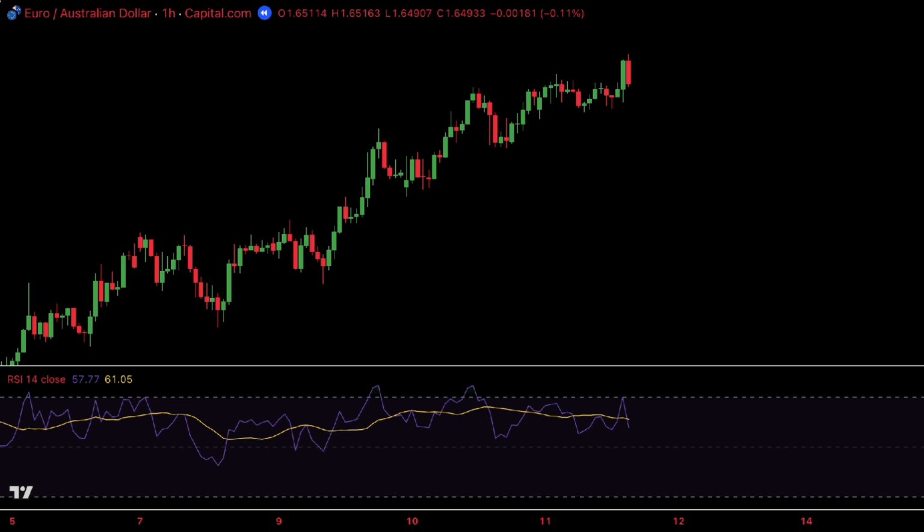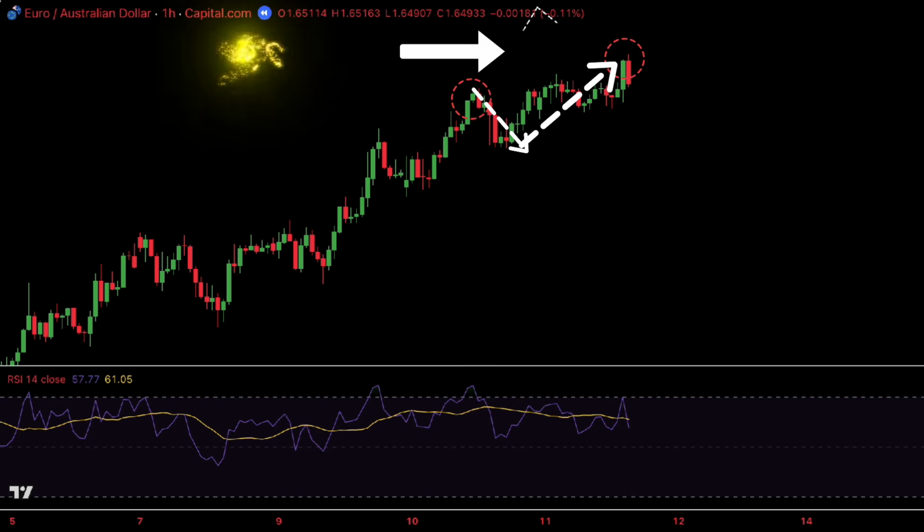The third reversal strategy combines RSI divergence with a liquidity sweep. Let's look at this chart example. As you can see, the market is in a clear uptrend, which tells us that buyers are in control. Price creates the first swing high, followed by a second, slightly higher high, forming what looks like a double top.